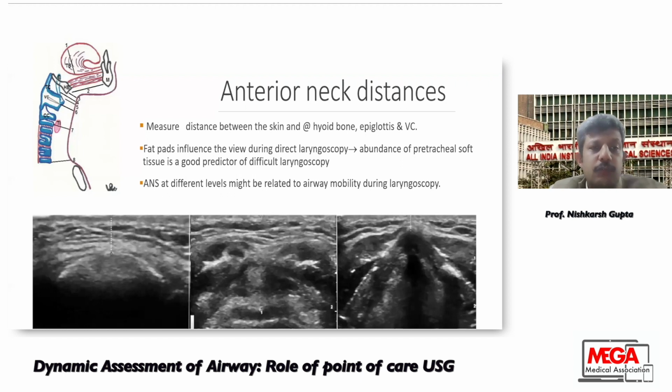So absence of visualization of the hyoid bone is also one of the good markers of difficult airway. And anterior neck distances at different levels might also be related to the airway morbidity during laryngoscopy. So these are the structures which we see. It takes some time before you identify the patterns and actually correlate with the anatomical structures. But believe me, it is not difficult. And if you do it in 10, 20 patients, you will be able to pick up the patterns and measure the distances.